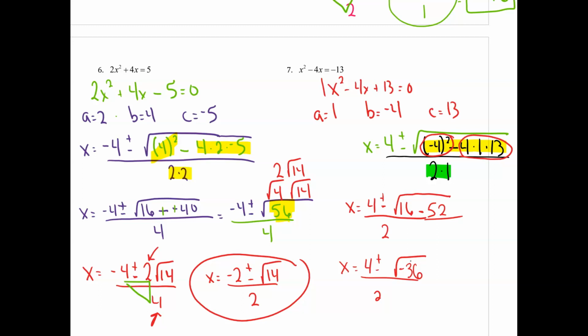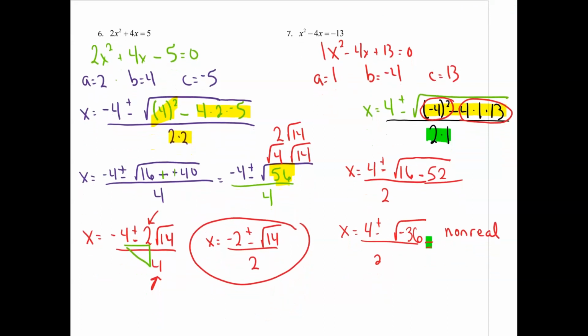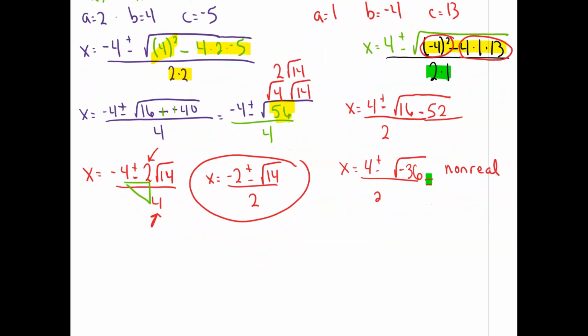So this isn't going to happen very often in Algebra 1, but this will happen in Algebra 2. There are times when you're done that you are going to get the square root of a negative number. And for now, what we are going to say, because we learned back in the first semester that you can't take the square root of a negative number, is that our answer is non-real. Okay? So just keep that in mind. This one is non-real.